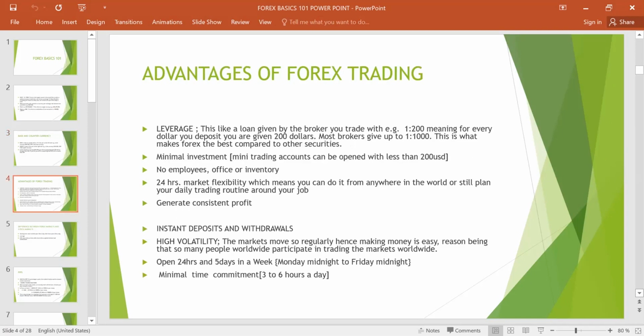So what are some of the advantages of Forex trading? With Forex trading, there's a lot of advantage. First being leverage. Leverage is more of a loan given by the broker you trade with. For instance, a leverage of 1 to 200 means that for every dollar you deposit to your broker, you're given $200. Who wouldn't want that? So imagine you deposit $10 and you have like a $2,000 loan, or you deposit $100 and you have like 20,000 US dollars to trade with.